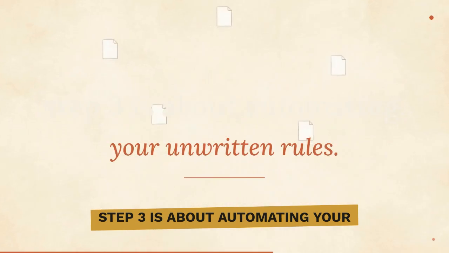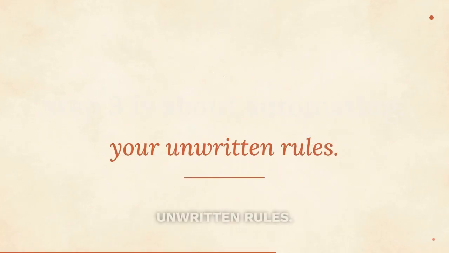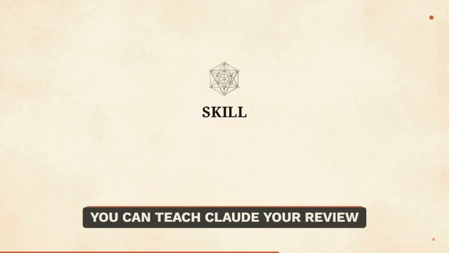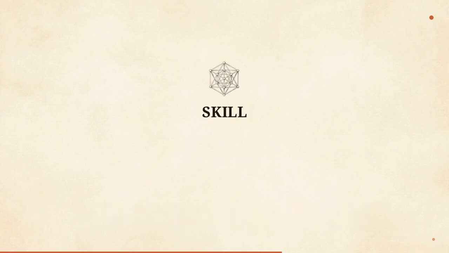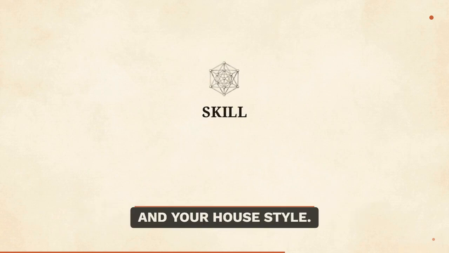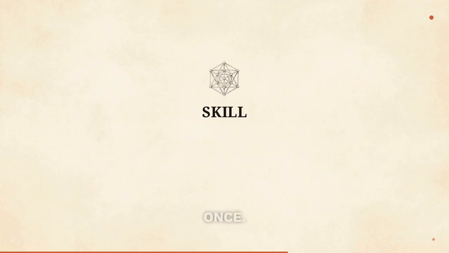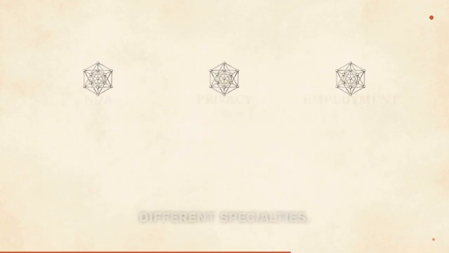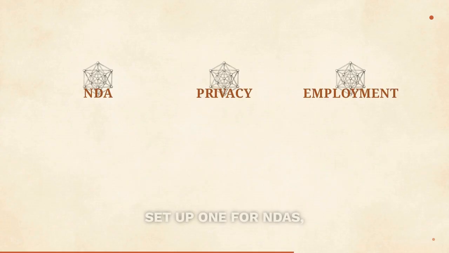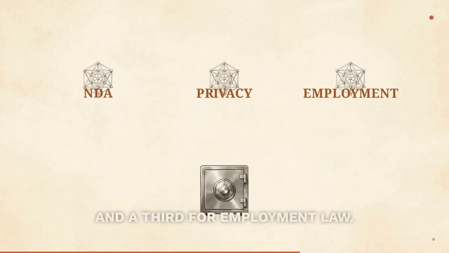Step 3 is about automating your unwritten rules. Using a feature called a skill, you can teach Claude your review framework, the standard issues you check, and your house style. You only have to do this once. You can build different skills for different specialties. Set up one for NDAs, another for privacy impact assessments, and a third for employment law.